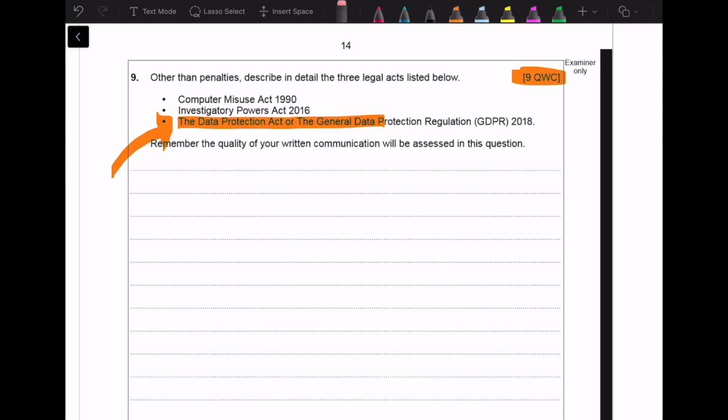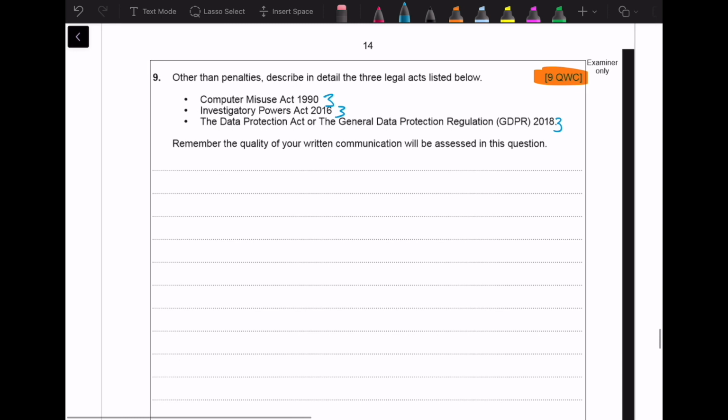Just having a quick look at the marks here. No, I am incorrect with that one. The maximum mark you can get from each one is 3 marks. So that's 3, and that's 3, right? So you need to remember 3 Data Protection Act principles. You need to understand 3 different investigatory powers and 3 computer misuse offences.